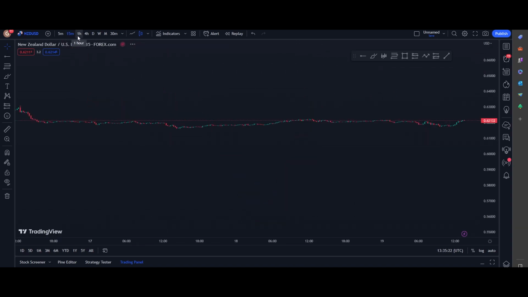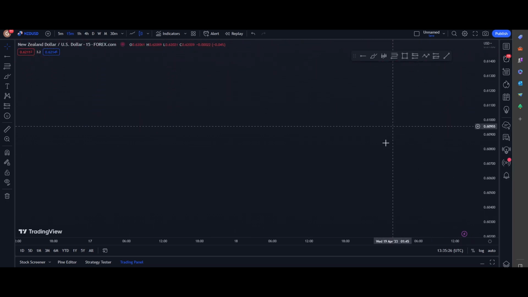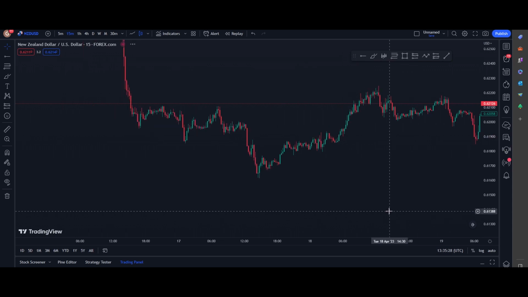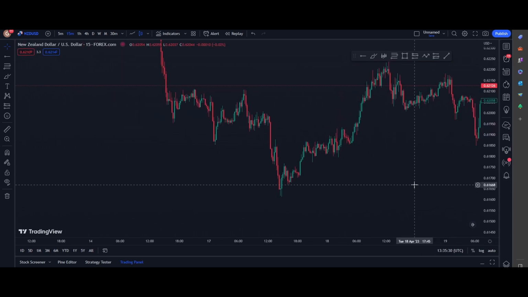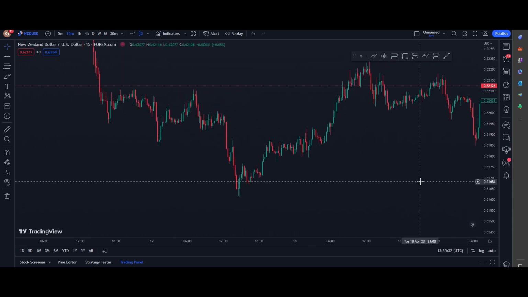Let's go to the 15 minutes. You can see that there are sometimes dojis on the 15 minutes that are just noise, as the 15 minutes has, and the 5 minutes, and the 1 minute is the most noisy of them all. Most signals shown there are not respected. Most candle formations there are not respected at all.